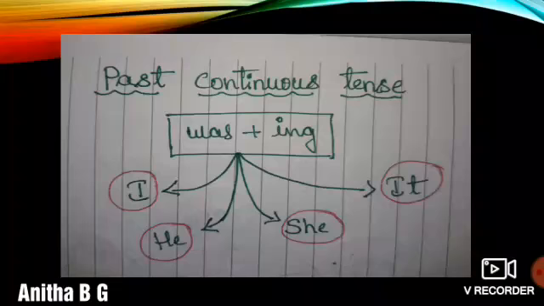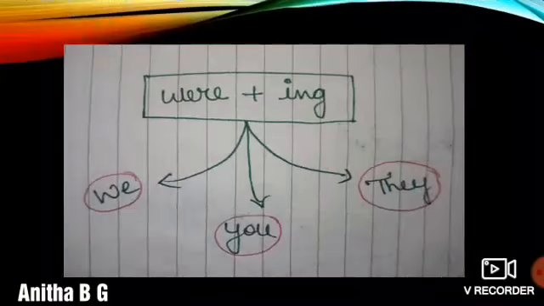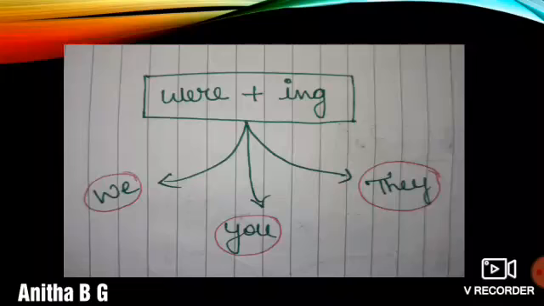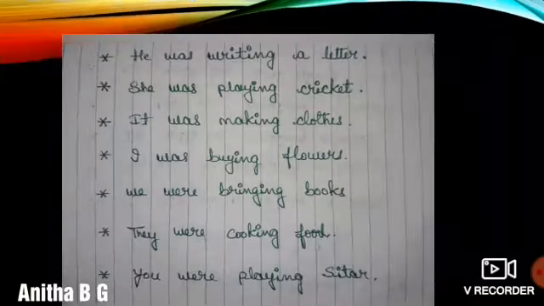Next, past continuous tense. In the past continuous tense, for I, he, she, it, we have to use the helping verb was. I was running. He was sleeping. She was writing. It was barking. For we, you and they, we have to use the helping verb were plus ing. We were sleeping. You were writing. They were walking.